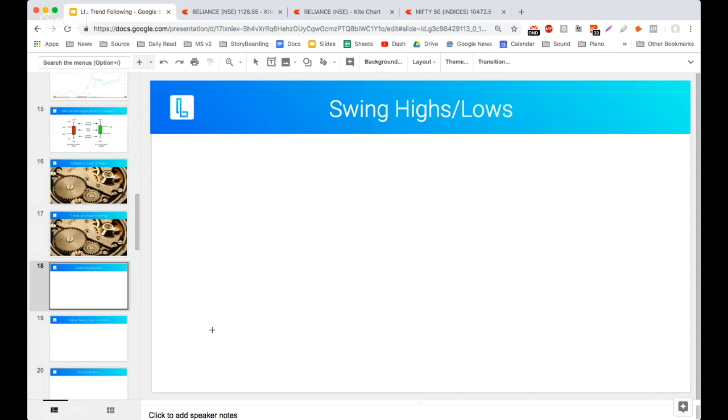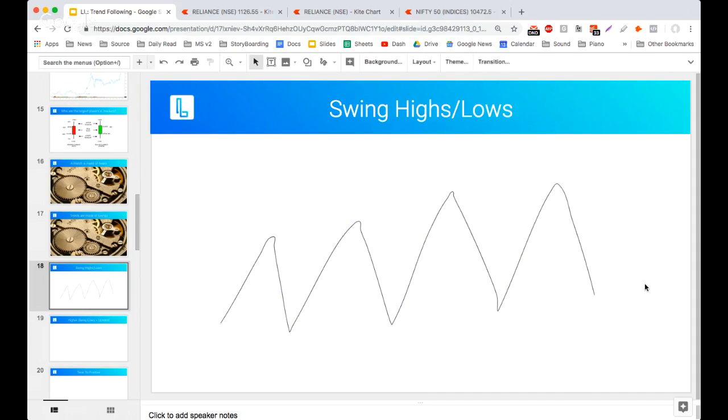One more test we'll do. Let's see if you get it. How many swing highs do you see on the screen? Tell me now. Go, go, go. Answer the question.